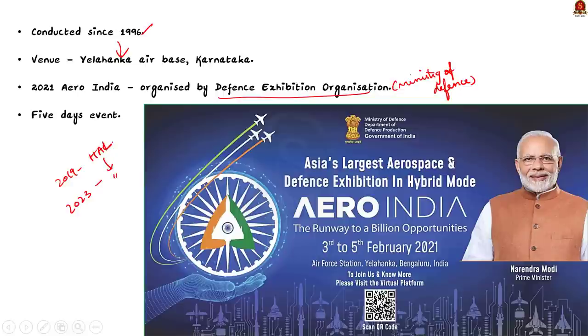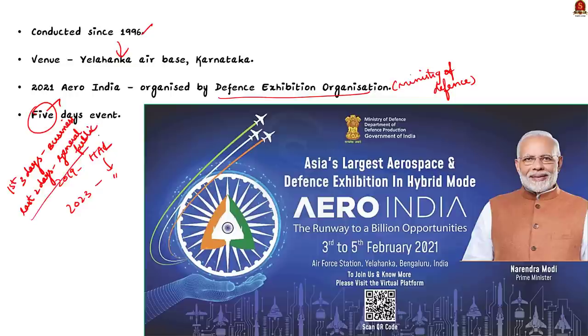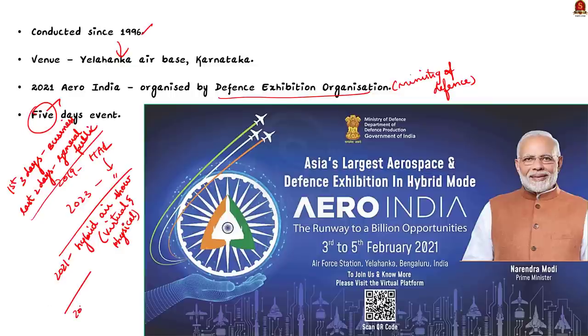See, this biennial show is traditionally held for about 5 days. Normally, the first 3 days of the air show are reserved for business visitors and the last 2 days are open to the general public. But in 2021, the show was reduced to a 3-day affair due to the COVID pandemic and the public viewing days were cancelled. And this 2021 show was promoted as the world's first hybrid air show, in which the business element of the event was held both in physical as well as virtual mode. But in the next year, the exhibition will be back to its form, that is, it will be conducted for 5 days. So this is all about the Aero India show.